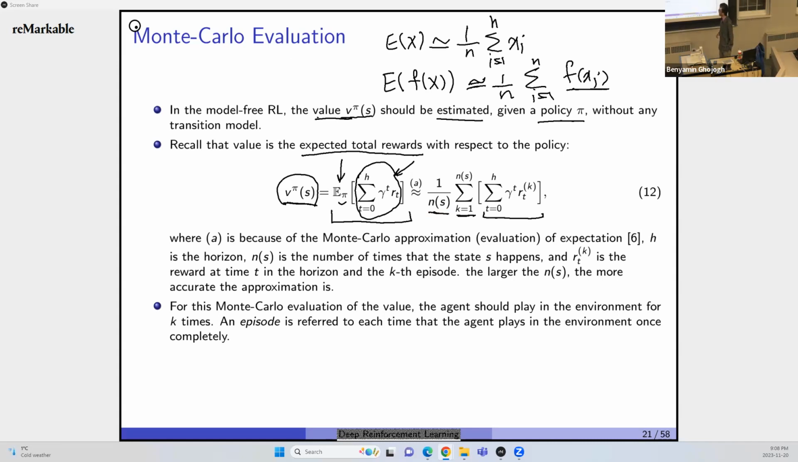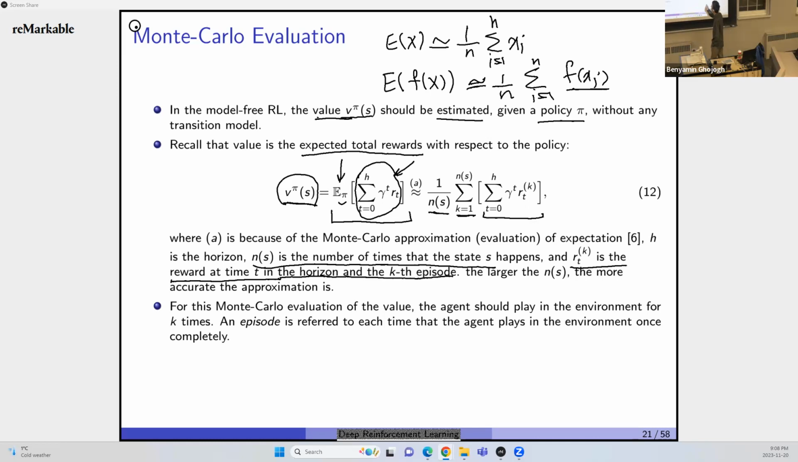N_S, what is that? The number of times that I see the state S. So I'm playing, I'm doing stuff in this environment. How many times do I see this specific state in my playing? Does this happen a lot? So N_S is the number of times that the state S happens. R_t^k is the reward at time t in the horizon and the kth episode.